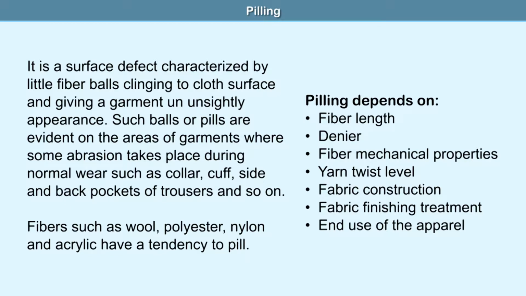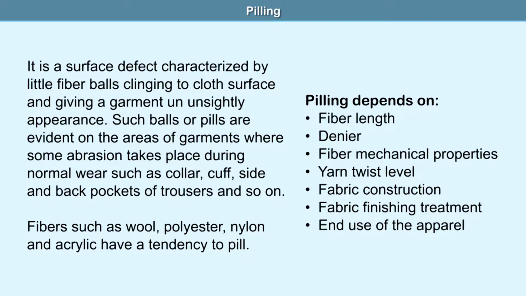Pilling. It's a surface defect characterized by little fiber balls clinging to the cloth surface and giving a garment an unsightly appearance. Such balls or pills are evident on the areas of the garment where some abrasion takes place during normal wear, such as collar, cuff, side, and back pockets of trousers, and so on. Fibers such as wool, polyester, nylon, and acrylic have a tendency to pill.